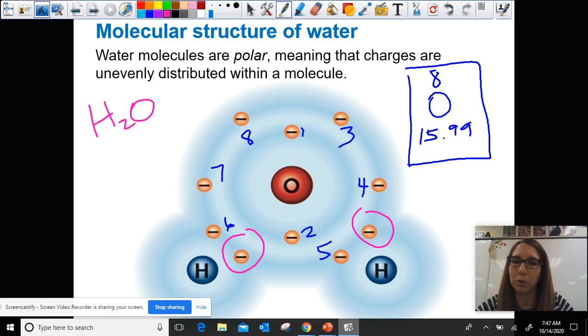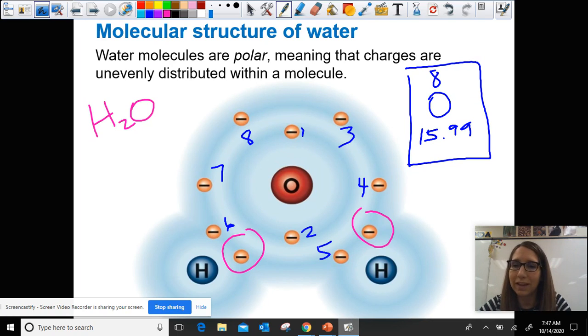Hydrogen, remember, is atomic number 1. It's the very first element in the periodic table. It only has 1 proton and 1 electron. And as a result of that, because it's so small, it still wants to fulfill the need of filling up that first energy level, which we know can accommodate 2 electrons.